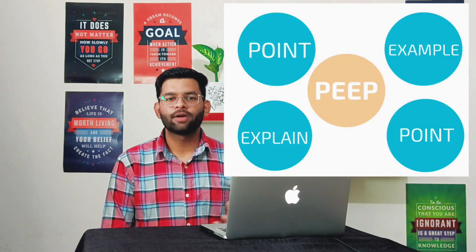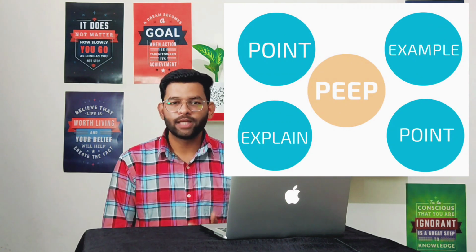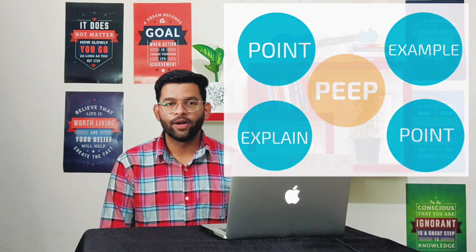Tip number 2. Use the PEP method. Confused? Let me explain. PEP means P, point. First of all, write down a point, then explain that point, give an example related to that point, and then write another point. This is the best way in which you can conclude your points of view in the IELTS writing test, and this will definitely increase your band score, and this is the most effective way to write a writing task 2.